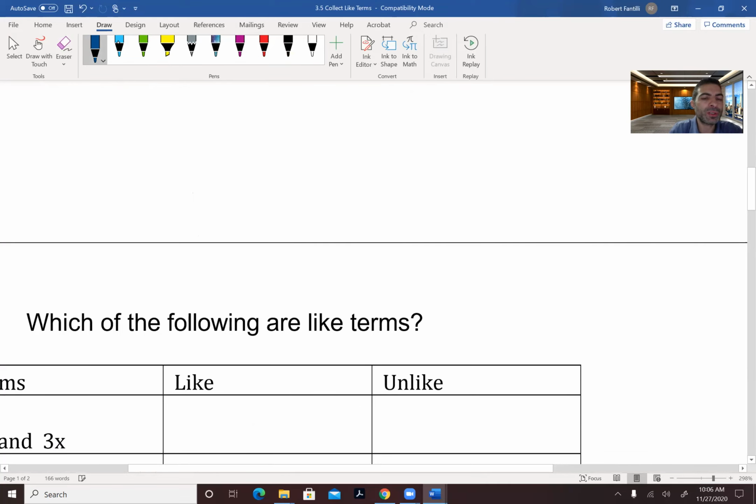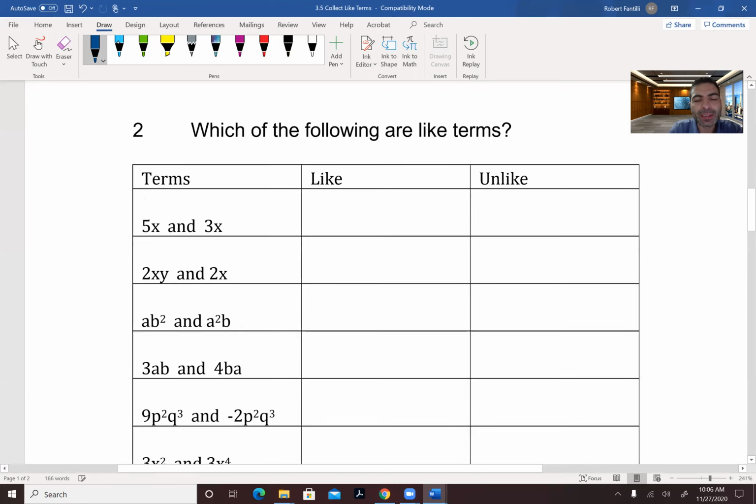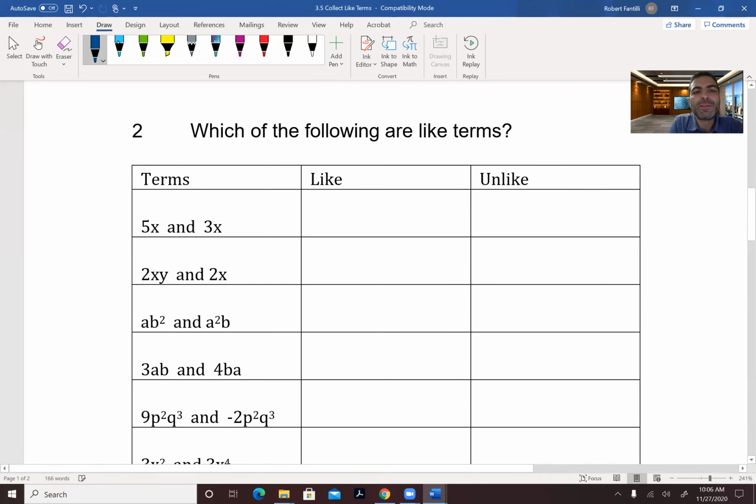collecting like terms. We can add and subtract like terms. These are some of our learning goals. 5x and 3x are like terms. They both have the exact same variable. So we can add that and say that's really 8x. Okay. 2xy and 2x. The variable here is xy. The variable here is x. They're not the same. One is xy and one is x. You can't add them.